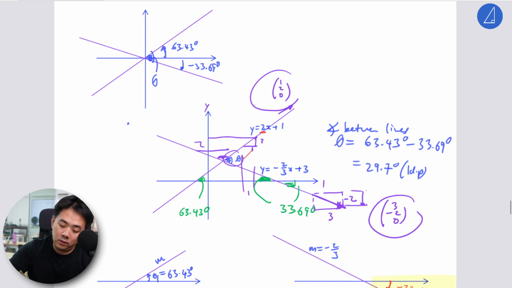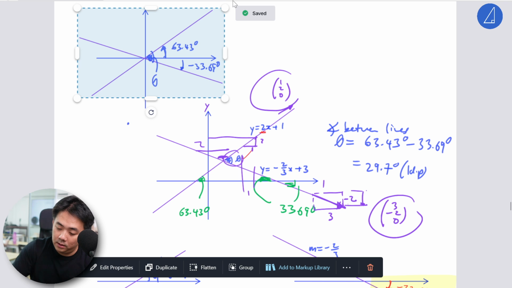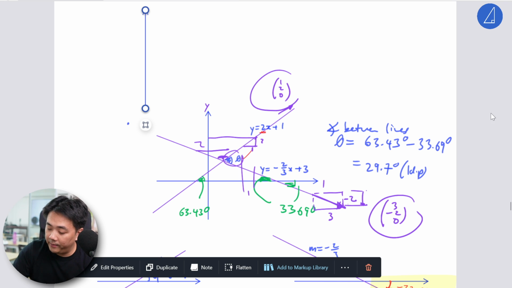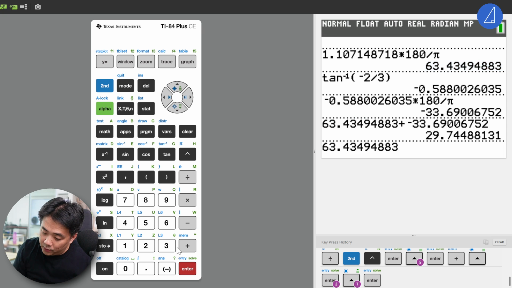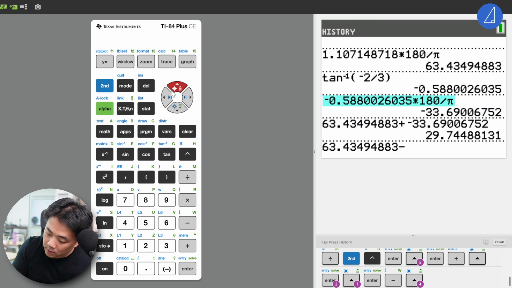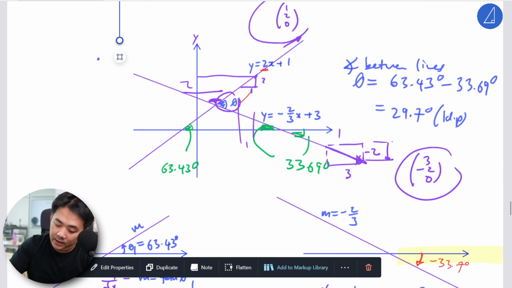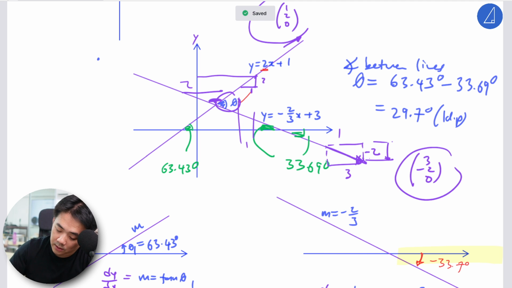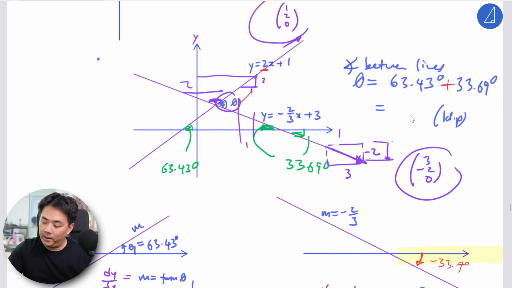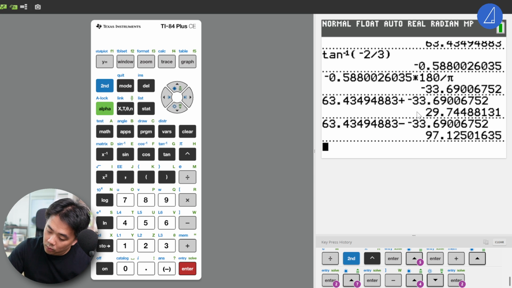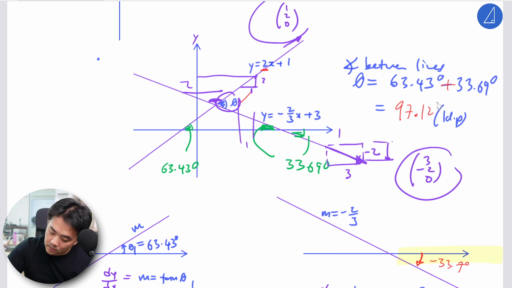So you're right to say that, but my diagram is wrong. Sorry, the angle that I get here is not this one, it should be this one. My bad. 97.1. Yeah, so sorry, this is 97. This one should be acute.